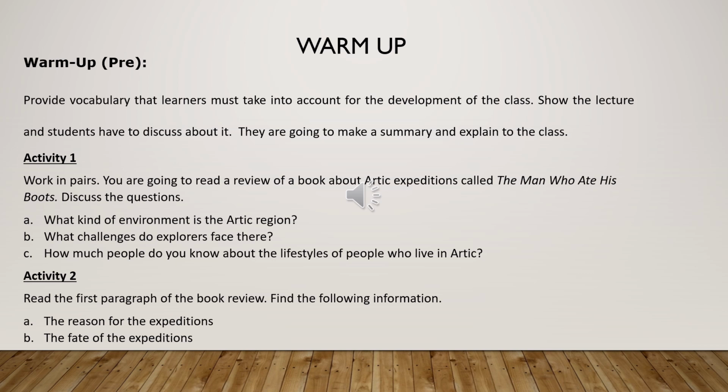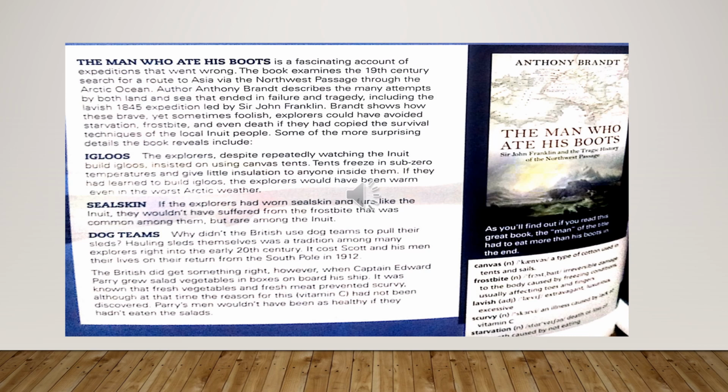Now, for activity 2, they have to read the first paragraph of the book review and find the following information. A. The reason for the expeditions, and B. The fate of the expeditions. The lecture is in the next part. Okay, that is the lecture. The Man Who Ate His Boots.